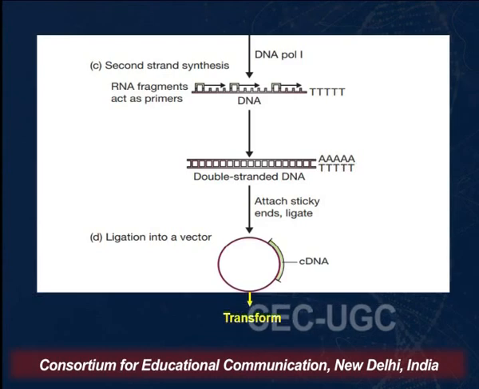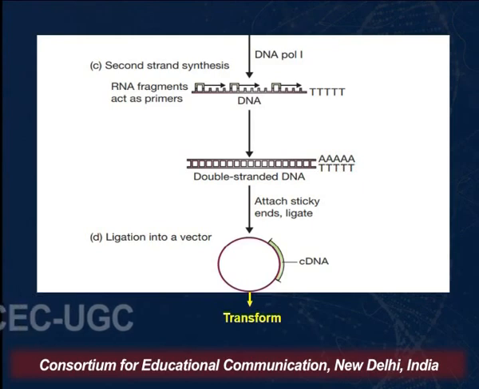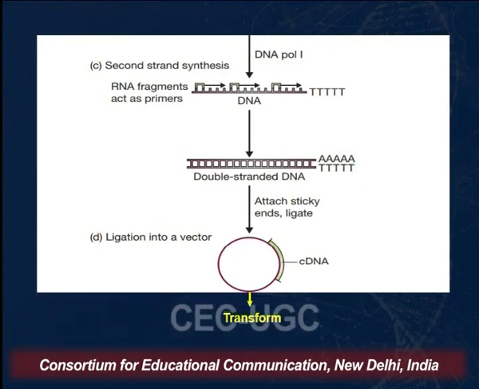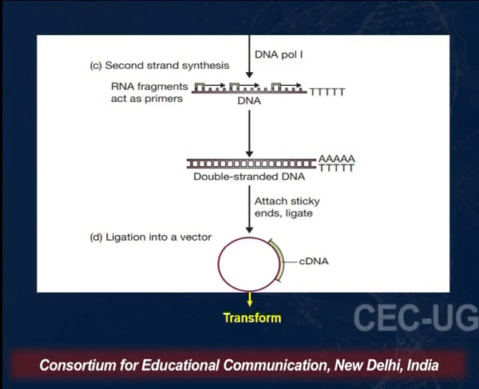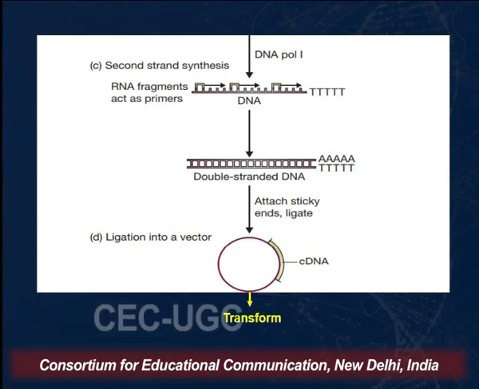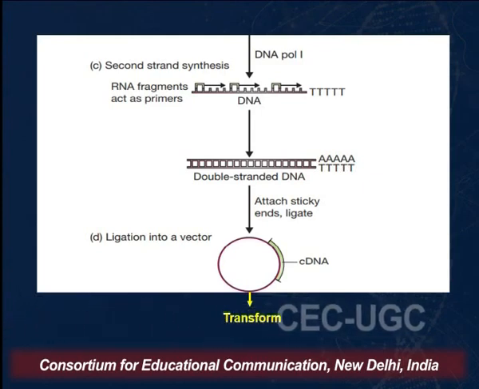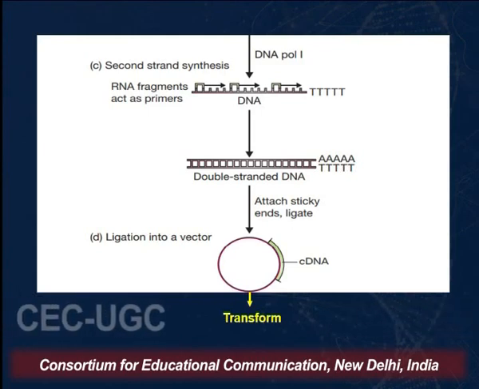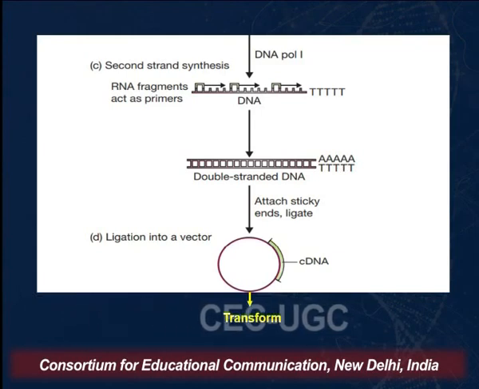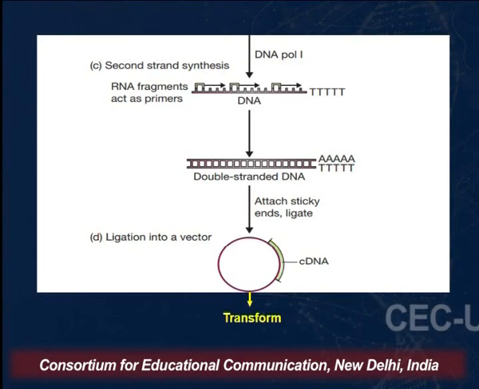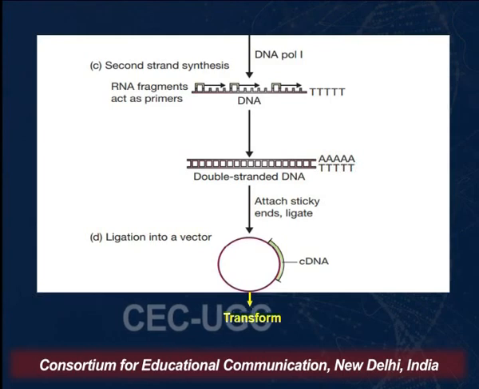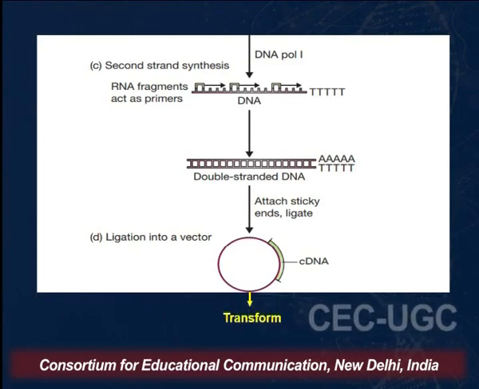For the second strand synthesis, you need the DNA polymerase enzyme. Now, DNA polymerase 1 will synthesize. You can also see that when the RNase H is degrading the RNA, it leaves small fragments of RNA still bound to the DNA. These small fragments then act as RNA primers. DNA polymerase 1 will then synthesize the complementary DNA of the DNA template, that is the first strand that has been synthesized, using these small RNA fragments as primers. And after that, you will see that you have a double-stranded complementary DNA.